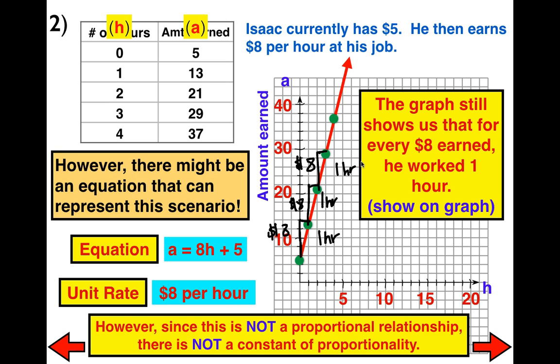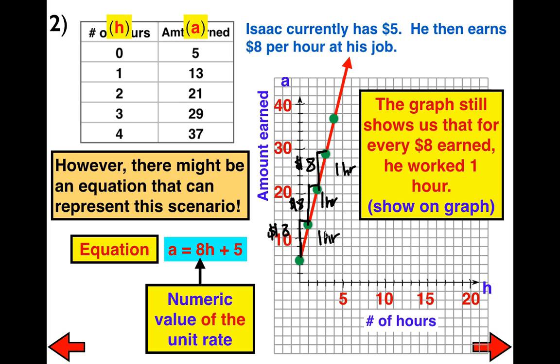and since it's not a proportional relationship, there isn't a constant of proportionality. Just because there isn't a constant of proportionality doesn't mean there's no unit rate. So I want to make that clear. There is a unit rate, and our graph shows that to us right here, that for every $8, he is working for 1 hour. So here, the numerical value of the unit rate can be found in our equation next to our variable. And our constant in this case would represent our initial value. So even though he didn't work at all, Isaac started with $5. So that's the initial value.